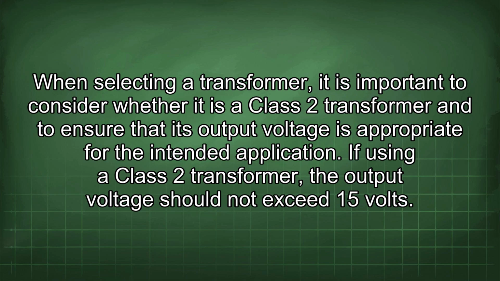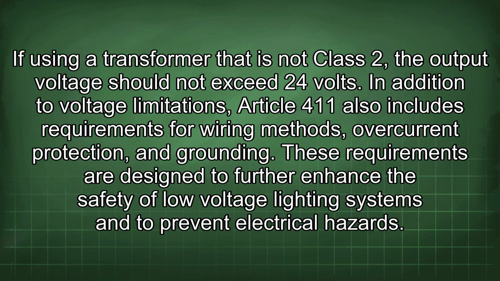If using a Class 2 transformer, the output voltage should not exceed 15 volts. If using a transformer that is not Class 2, the output voltage should not exceed 24 volts. In addition to voltage limitations, Article 411 also includes requirements for wiring methods, overcurrent protection, and grounding. These requirements are designed to further enhance the safety of low-voltage lighting systems and to prevent electrical hazards.